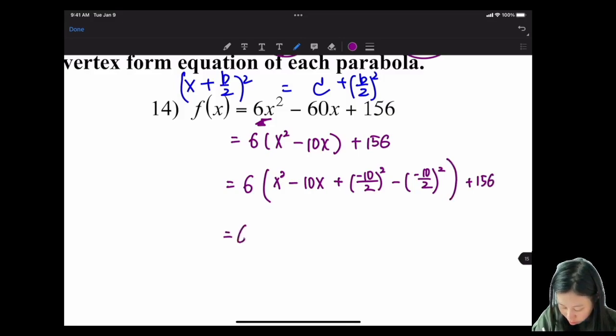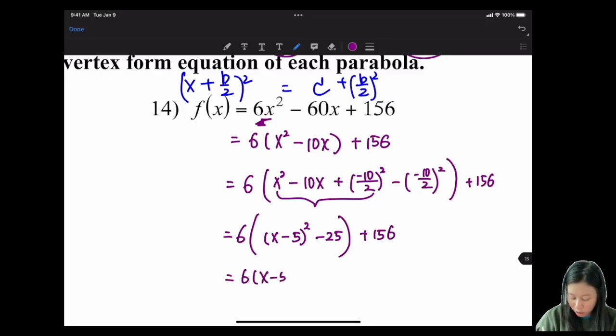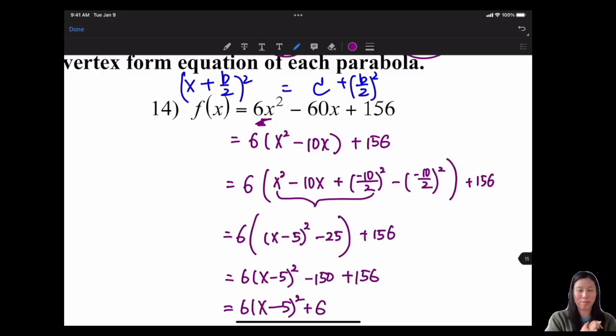First 3 terms will become what? The perfect square. x minus 5 squared. And then this is 5 squared, which is minus 25 plus 156. And then you simplify it. You have 6 times x minus 5 squared minus 150 plus 156. So you have 6 times x minus 5 squared plus 6.